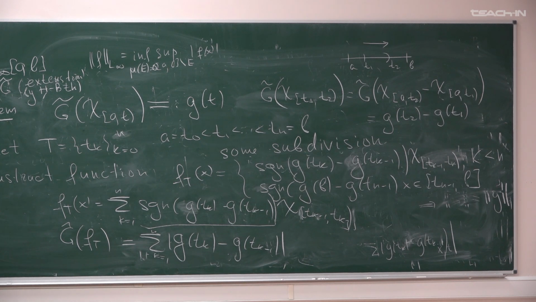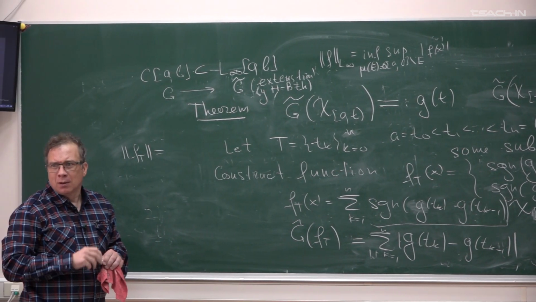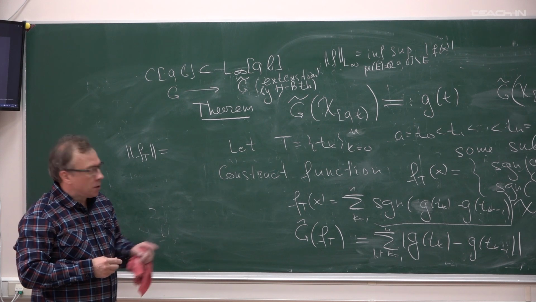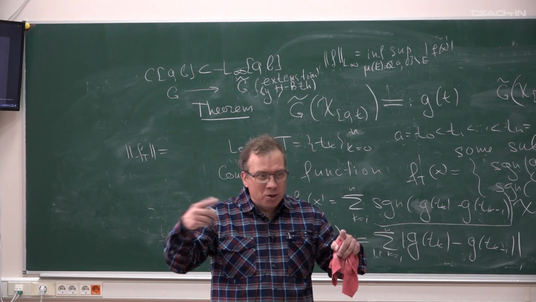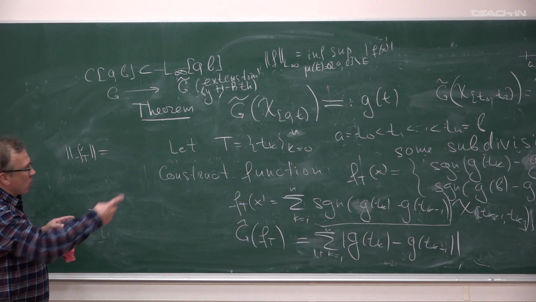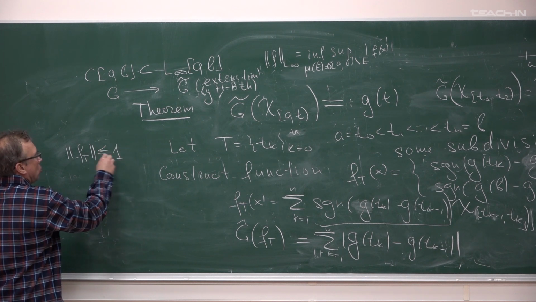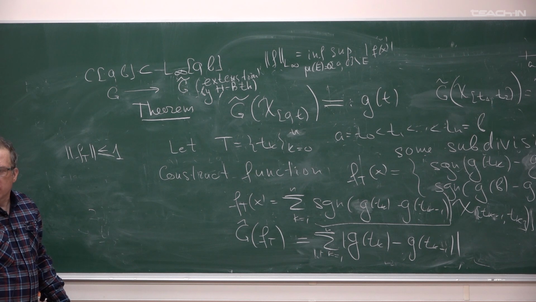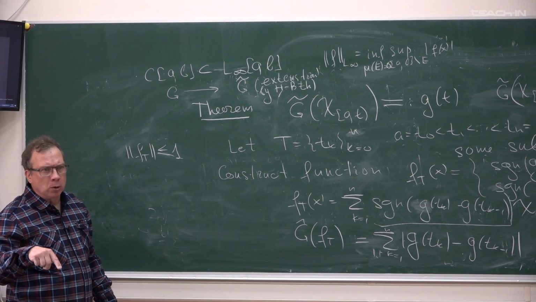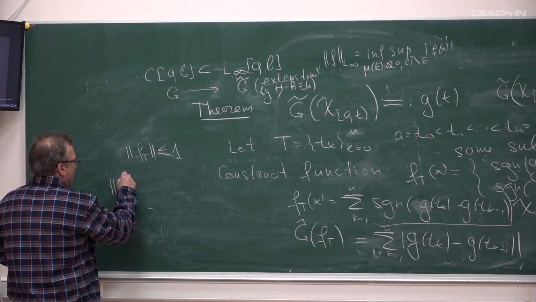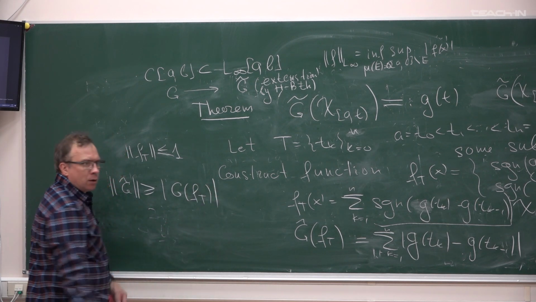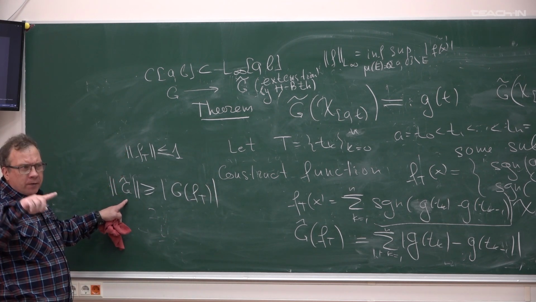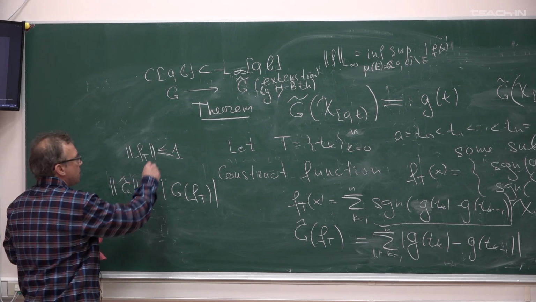And what we know about the norm of the function f t in L infinity. The absolute value of signum is 1 or 0. So the norm, if the function g is not 0, is less than or equal to 1. Yes? We know the definition of the norm on the sphere, on the ball. So the norm of the functional g is not less than the action on the function f t, because it is the supremum over the sphere, and this is just some element of the sphere in L infinity.